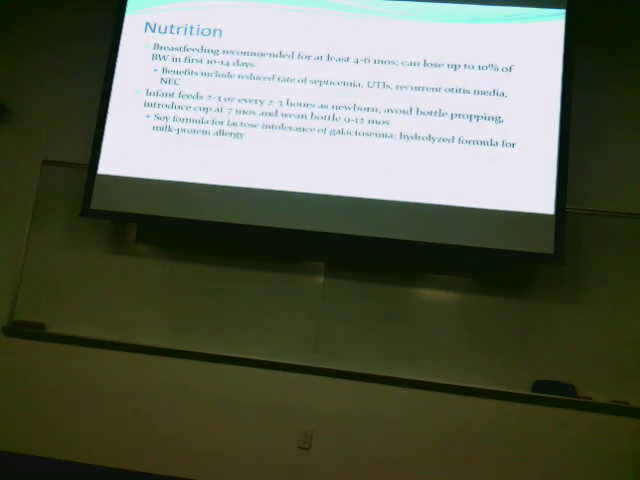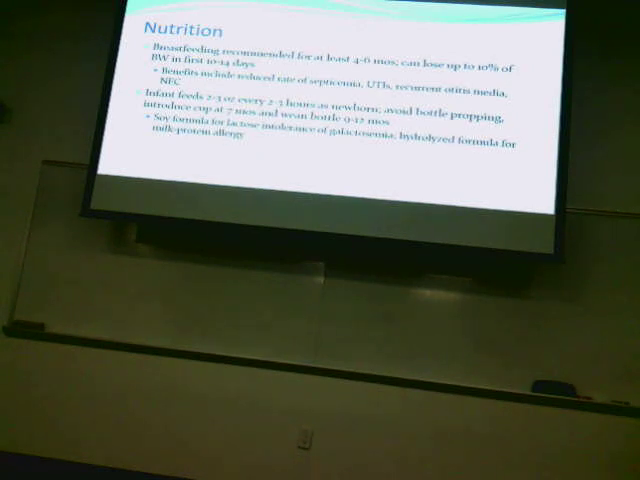Moving on to nutrition. Breastfeeding, we recommend for at least 4 to 6 months. And it is pretty common for exclusively breastfed infants to lose up to 10% of their birth weight in the first 10 to 14 days. There are many benefits of breastfeeding. The ones I'm talking about are a reduced rate of sepsis, UTIs, recurrent otitis media, and NEC.